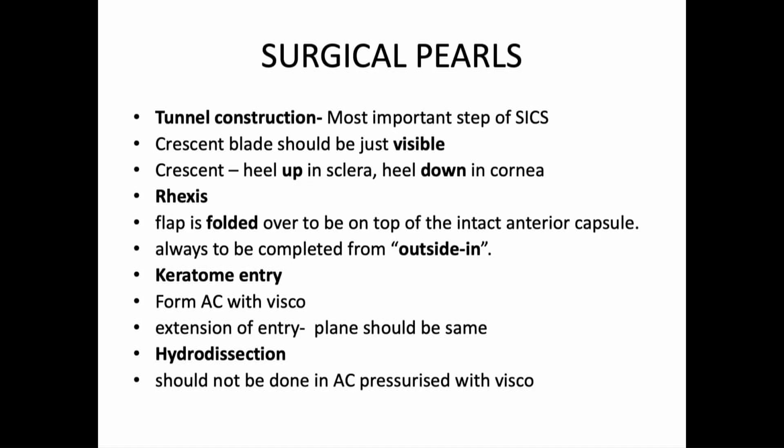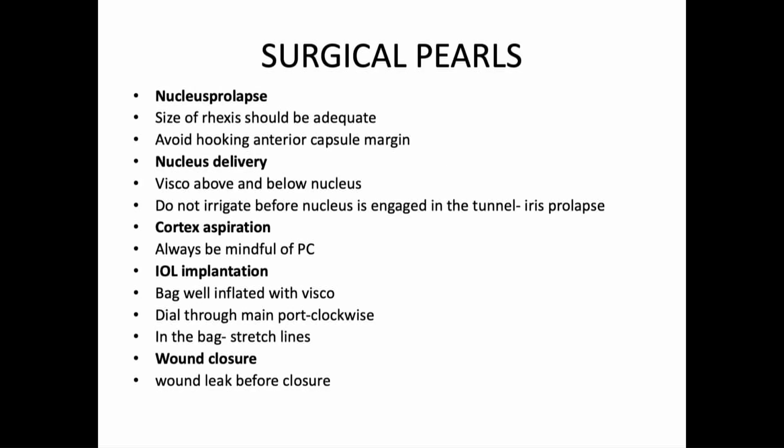And hydrodissection should not be done in an AC pressurized with visco. Just let a little bit of visco get washed out before you do the hydrodissection. Then coming to the nucleus prolapse, the size of the rhexis should be adequate according to the density of the nucleus, and always be careful about hooking the anterior capsular margin.